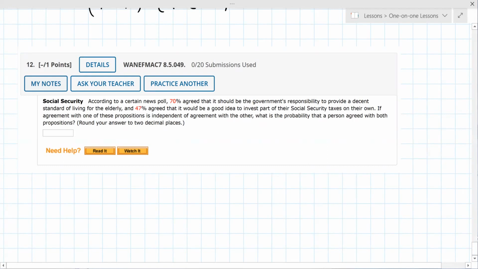So the new question here: according to certain news polls, 70% agreed that it should be the government's responsibility to provide a decent standard of living. So probability of decent, we'll call it just decent, is 0.7. 47% agreed that it would be a good idea to invest part of their Social Security on their own. So probability to invest on their own is 0.47. If agreement with one of these propositions is independent of agreement with the other, what is the probability that a person agreed with both propositions? So this is an and.